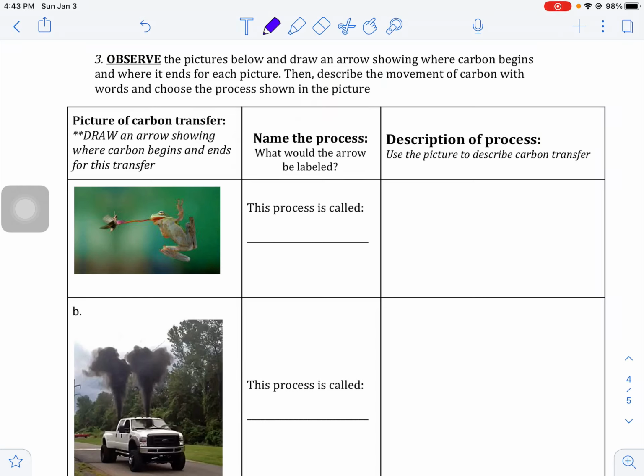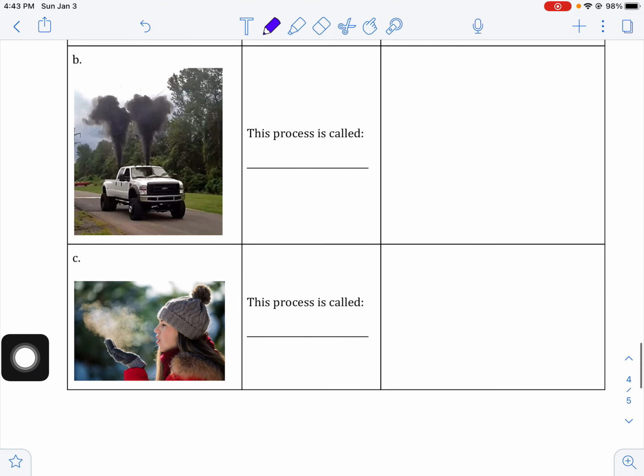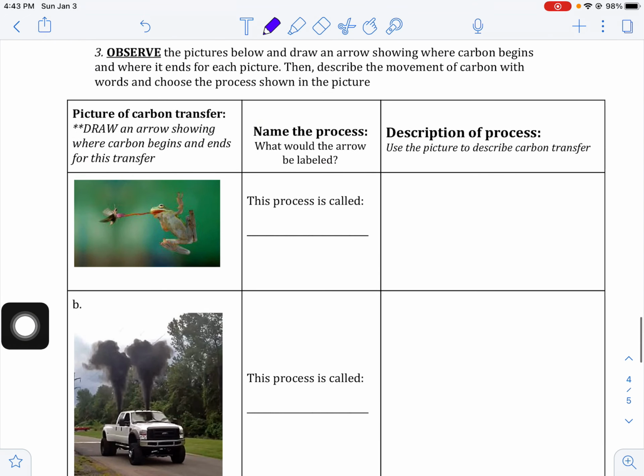All right, for summary question 3 here, we've got 3 parts that we're looking at, A, B, and C. Each one has a picture where carbon transfer is happening, and what we need you to do here is draw on the picture showing that carbon transfer, so where carbon begins and carbon ends. So we're essentially zooming in on a section of our big carbon cycle picture and just focusing on one process.